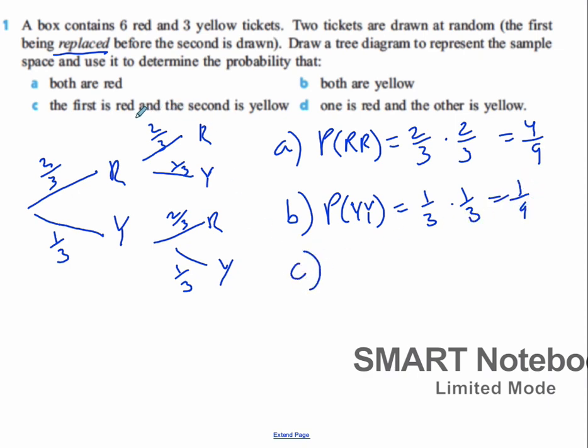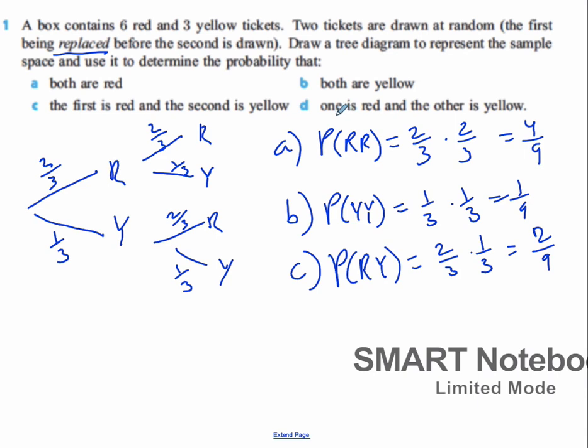And part C, the first one's red and the second one's yellow. That's the probability of red-yellow, which is 2/3 times 1/3, which is 2/9, or about 22%.